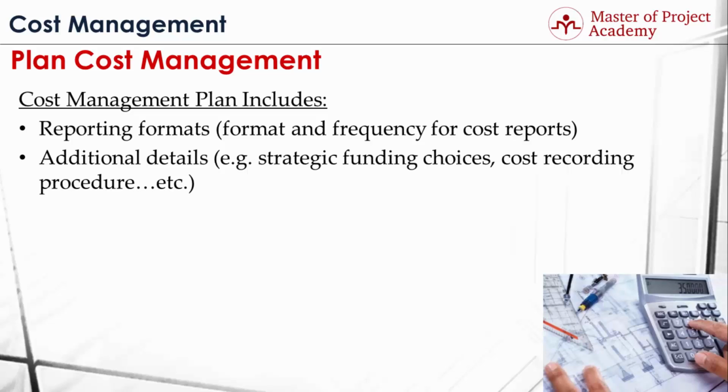Additional details such as strategic funding choices, cost recording procedure, etc. must be included in the cost management plan as well. In case you need additional budget for your project, how to find sources should be mentioned in the cost management plan. If there are corporate tools or applications that keep track of costs and expenses in a project, these must be described in the cost management plan as well.